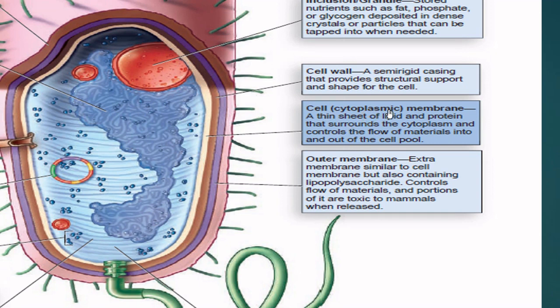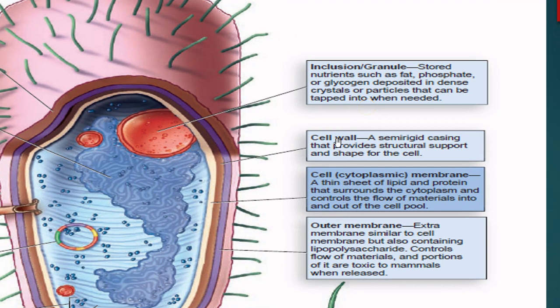So what is the cell membrane or plasma membrane? The plasma membrane is a thin sheet of lipid and protein that surrounds the cytoplasm and controls the flow of materials into and out of the cell. It is composed of lipid and protein, known as a lipid bilayer, and it is not a solid structure. It is a fluid structure and it is semi-permeable, so many selective materials can go into or out of the cell.